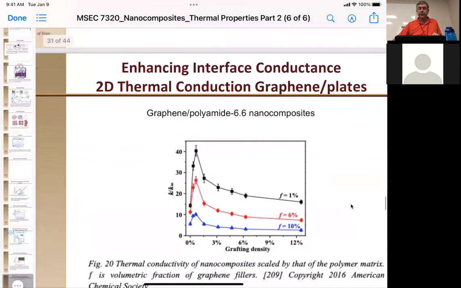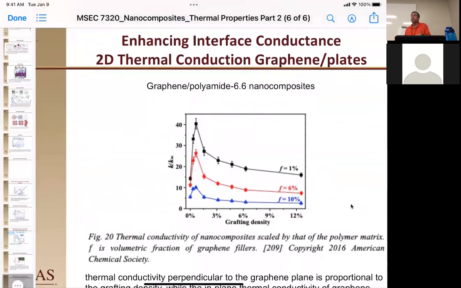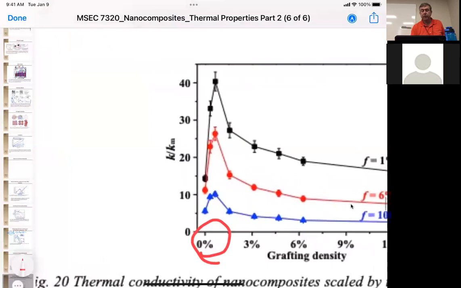Okay, so let's talk about enhancing 2D systems. We're talking about graphene and boron nitride, right? Because it's got an XY axis of thermal transfer. And what they found was they also see a difference in the amount of grafting. You want to have a little bit to get it compatibilized, but you want to have as much of the pristine thermally conductive surface touching the matrix as possible. At a very low rate of about 1%, they saw their best result. And again, this is a ratio of the thermal conductivity divided by the thermal conductivity of the matrix.